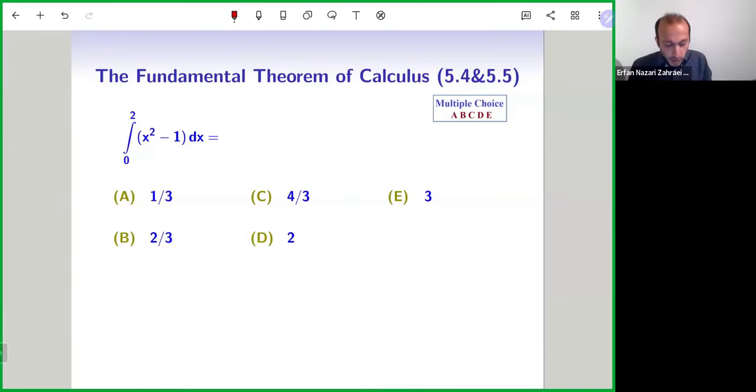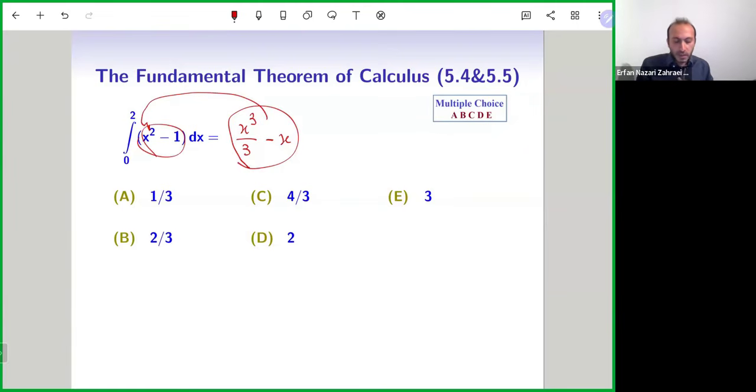How do we compute it? To compute this, I need an antiderivative for this. What is the antiderivative of this? I have a power rule for antiderivatives, which is: increase the exponent by 1, divide by the new exponent. Minus, what is the antiderivative of 1? It's just x. The function that I wrote is an antiderivative for this function. So I can use this to compute this definite integral.